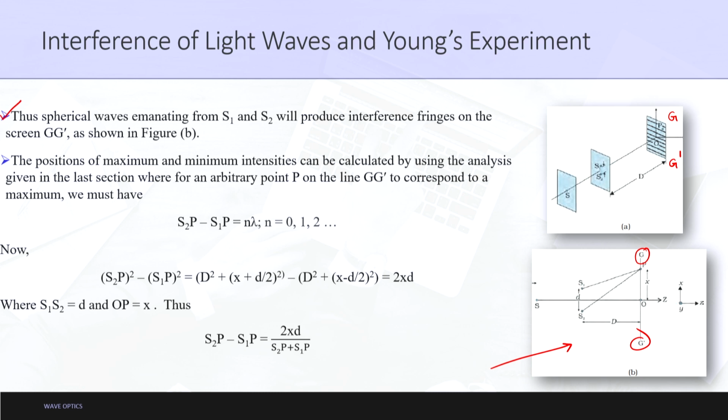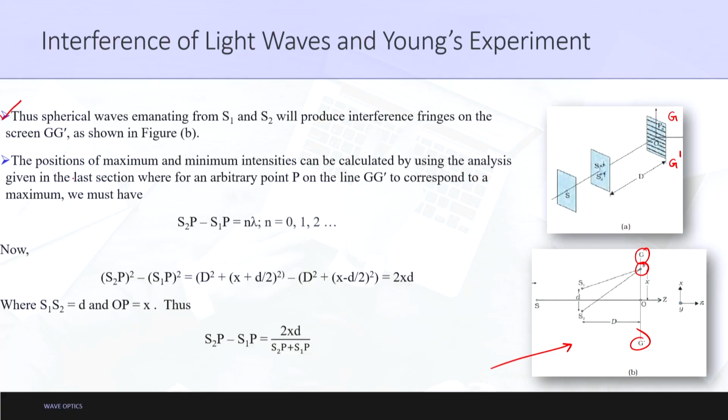The positions of maximum and minimum intensities can be calculated by using the analysis given in the last section, for an arbitrary point P. So, this is the arbitrary point P for which we need to find out if it will have a maximum intensity or a minimum intensity. For an arbitrary point P on the line GG dash to correspond to a maximum we must have.